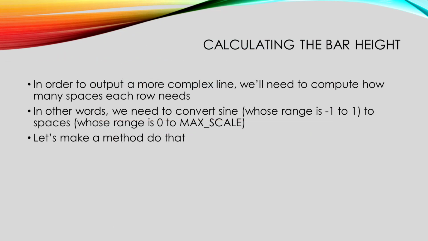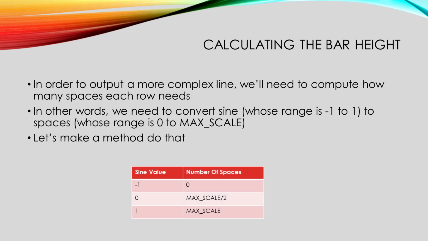The only thing left to do is to figure out how to use the sine function where we were using h. Our trouble is that the sine function has a range of -1 to 1, but we want the number of spaces to be between 0 and max scale. So let's make a method to compute the number of spaces that are appropriate for a particular sine value. Essentially, we need to take a real number between -1 and 1 and convert it to a number of spaces between 0 and max scale.